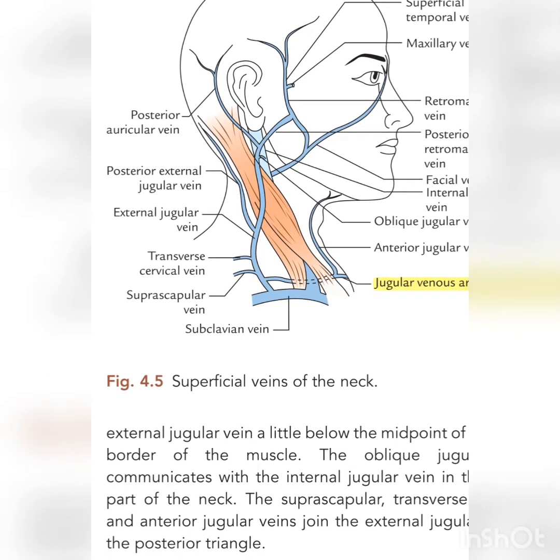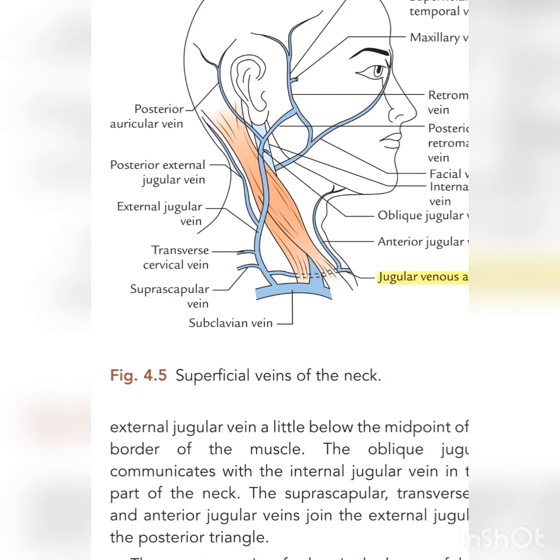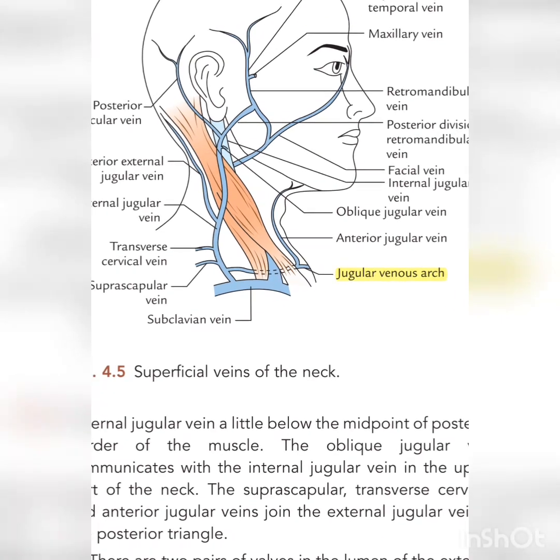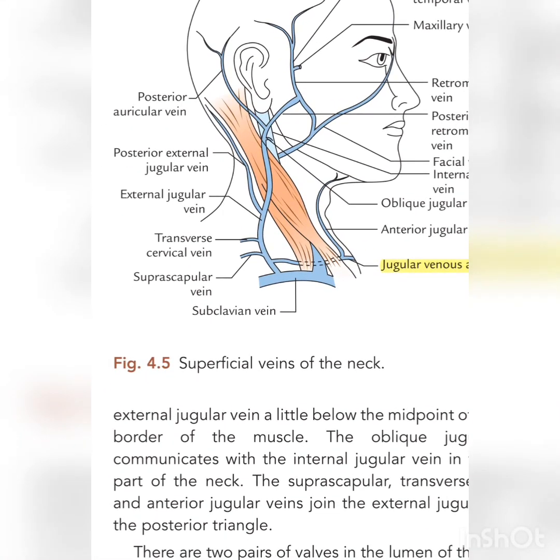Now from here you can see all the tributaries of the external jugular vein. We initially said that the external jugular vein is the union of the posterior auricular vein with the posterior division of the retromandibular vein. Then it moves downwards across the sternocleidomastoid, and about 2.5 cm above the clavicle, it pierces the deep fascia to unite with the subclavian vein.